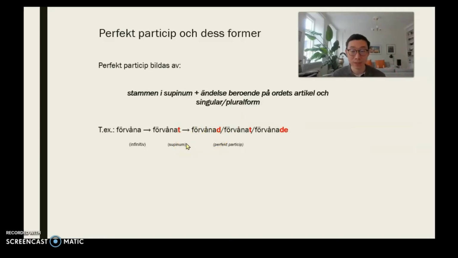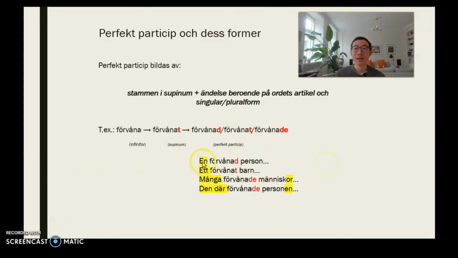so Jag är förvånad, till exempel, I am shocked. Förvånat är för ett ord, till exempel barnet, the child, barnet är förvånat. Förvånade are for plural form, till exempel vi är förvånade, we are shocked. More examples. En förvånad person, ett förvånat barn, många förvånade människor, den där förvånade personen.